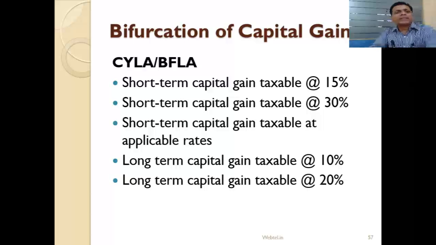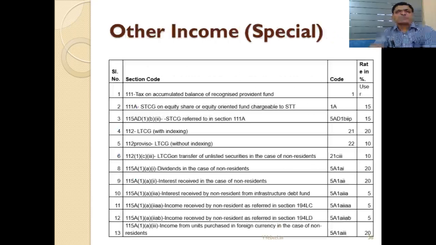Then even in CYLA, current year loss adjustment, or brought forward loss adjustment, this bifurcation of capital gains needs to be done into short term and long term, and rate-wise also. Other incomes: as I said, all this breakup needs to be given. In general cases, all these items are not applicable, but for the items in which it is applicable, it needs to be given. Probably 32 heads are there. You can see that. Please ensure that the correct code is given.